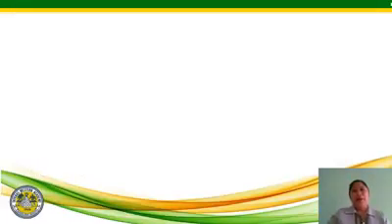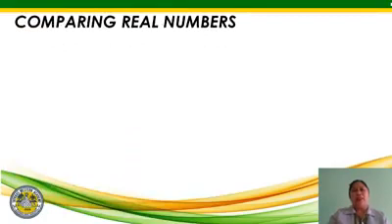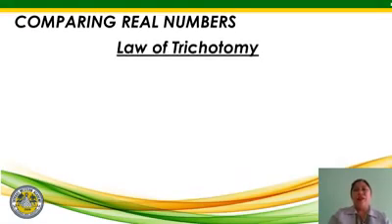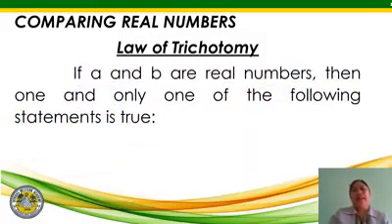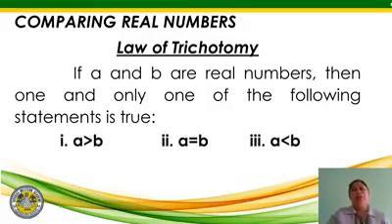Now, we come to comparing real numbers. In comparing real numbers, remember that we need to apply the law of trichotomy. When we say law of trichotomy, it is said that if A and B are real numbers, there is one and only one statement that is true. You will notice that we have here 3 statements.